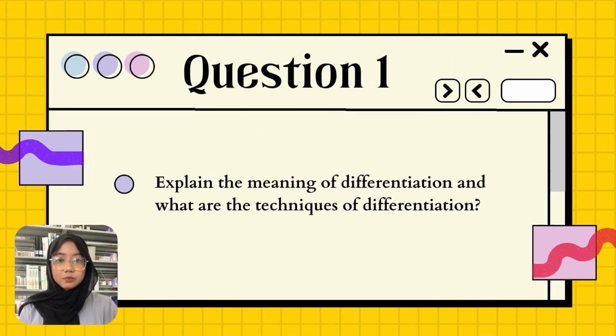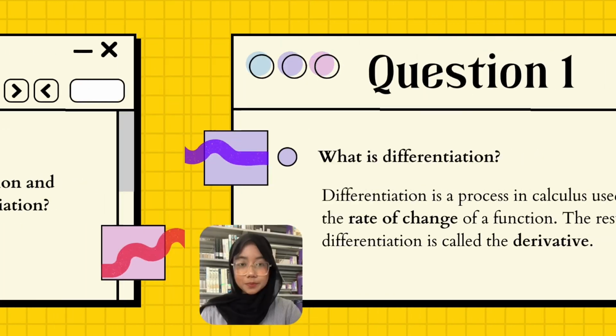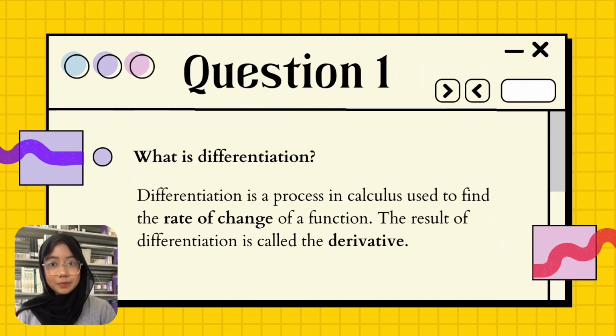So, I will start first with question 1. Explain the meaning of differentiation and what are the techniques of differentiation. What is differentiation? Differentiation is a process in calculus used to find the rate of change of a function. The result of differentiation is called the derivative.